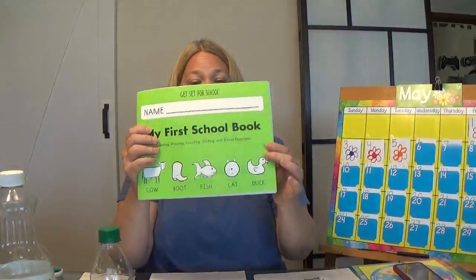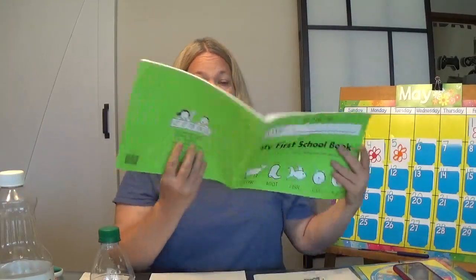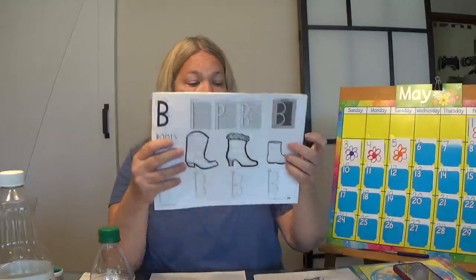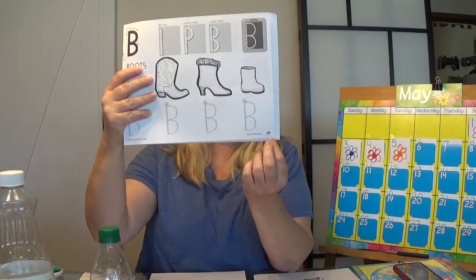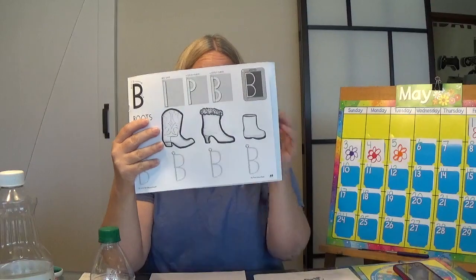When you're done, take out your My First School book. I want you to turn to page 49. That's a 4 in the tens place, a 9 in the ones place. And I want you to click on the video and I'll show you how I want you to finish this page. Then I want you to listen to the B phonics song. Remember, they say, you say. After that, I'm going to have you listen to a shape song.